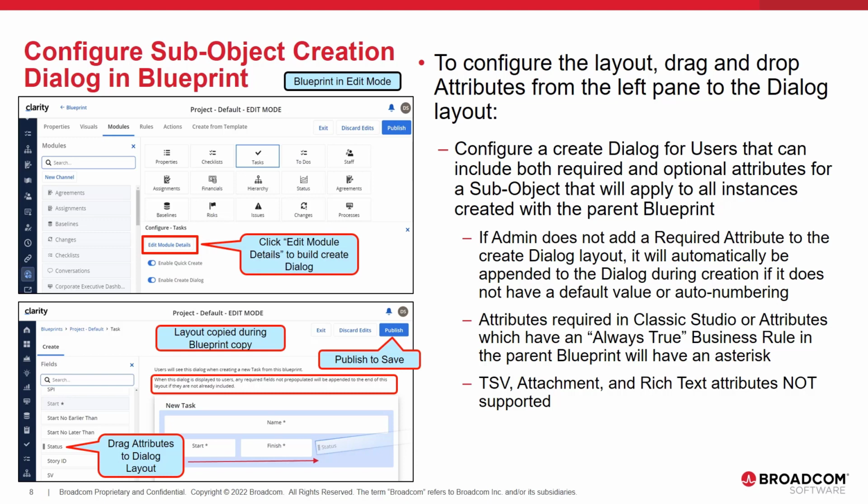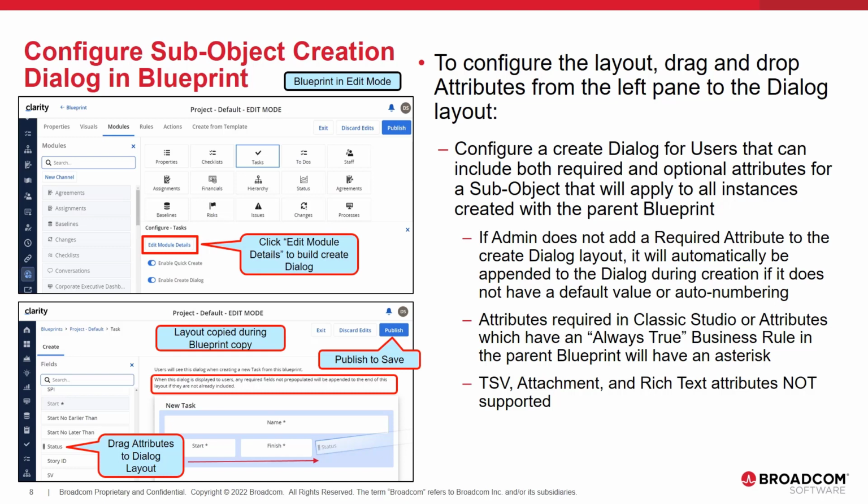But if those attributes that are required are missing from the layout and they have either a default value or auto numbering turned on in Studio, then they will not append because they already have a required value. And the only attribute data types that are excluded from this capability are TSV, attachment, and rich text.